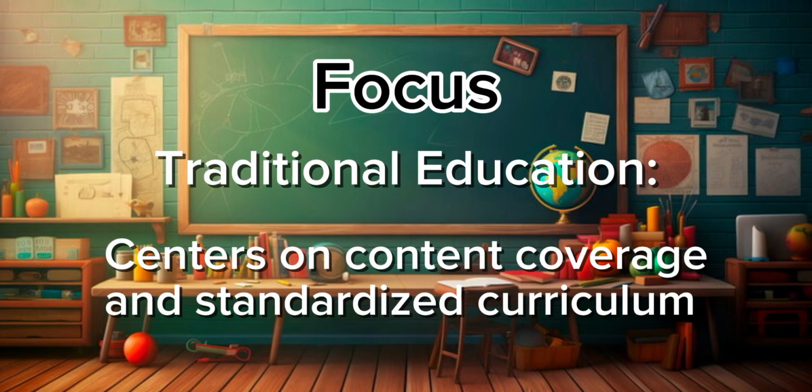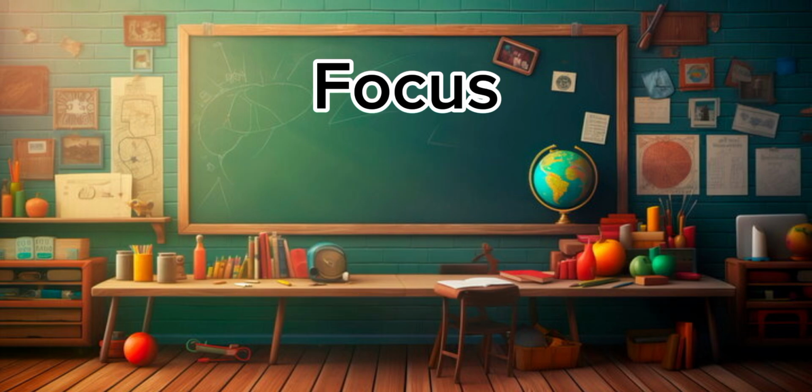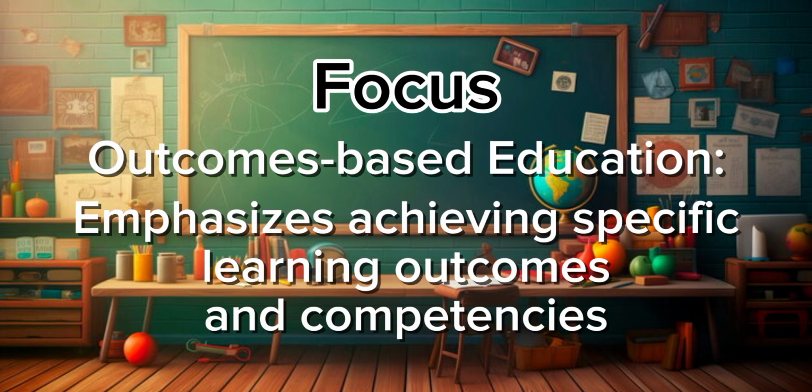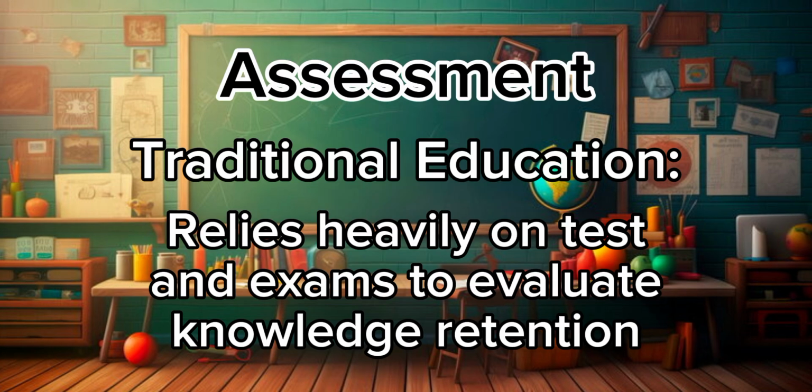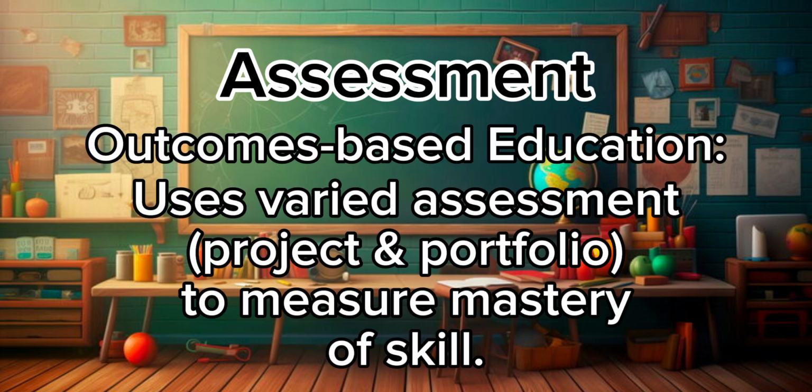Let's compare outcome-based education versus traditional education in focus. First, traditional education centers on content coverage and standardized curriculum, while outcome-based education emphasizes achieving specific learning outcomes and competencies. In assessment, traditional education relies heavily on tests and exams to evaluate knowledge retention. In outcome-based education, it uses varied assessments like projects and portfolios to measure mastery of skills.